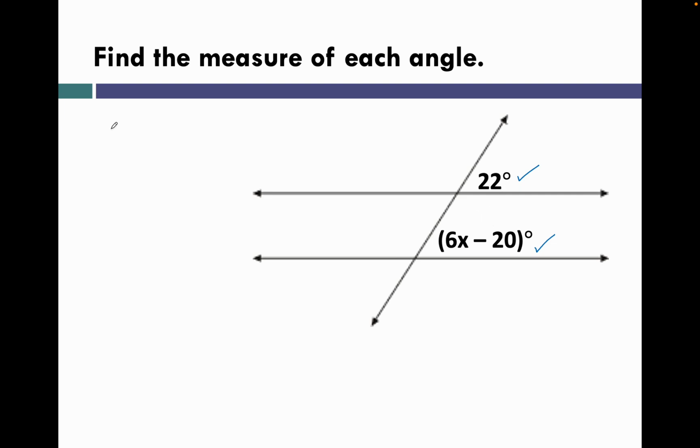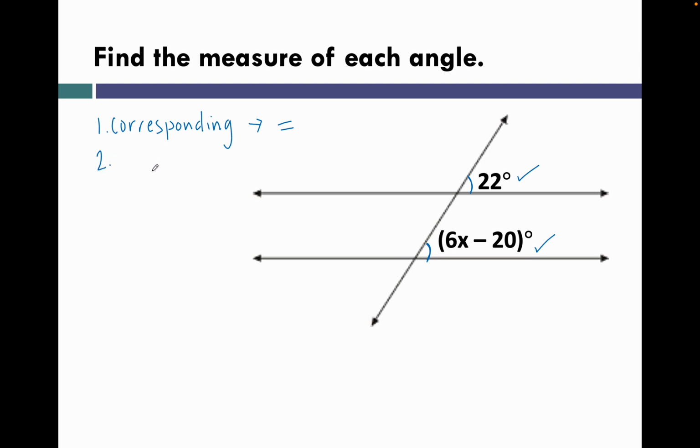So first thing we need to do is determine what's the relationship between this angle here, that's 22 degrees, and this angle that's 6x minus 20 degrees. These are corresponding angles. So that is step one, is to know what is the relationship. And then you need to know what does that relationship tell you about the measures of the angles. And we said that if it's corresponding, they are congruent, which means they're equal to each other.